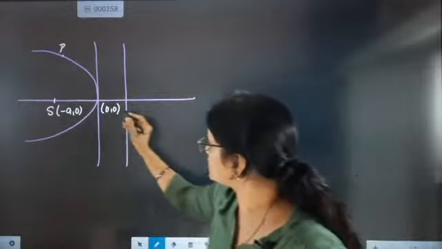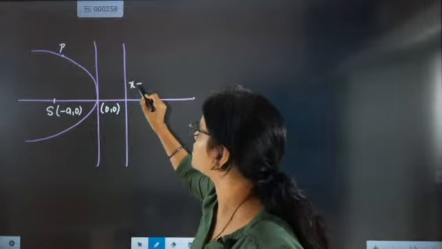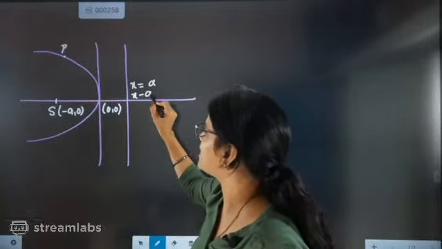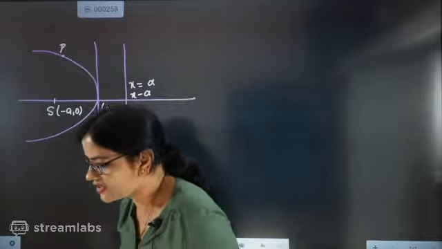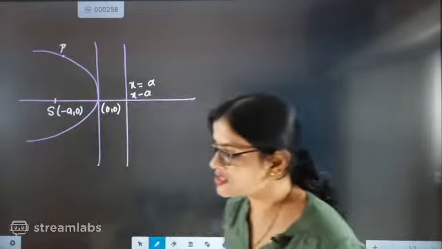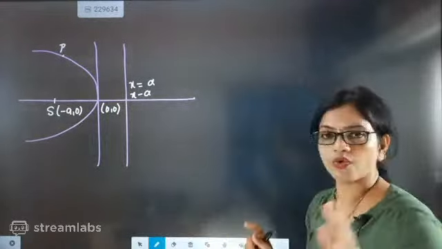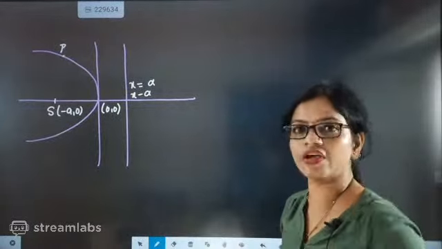Now the next distance is the distance from the directrix. So your directrix will become x equal to a. So x minus a will become the directrix. Aparna, understood? Okay, very good. Danish, understood? Now one by one we are going to write everything again.